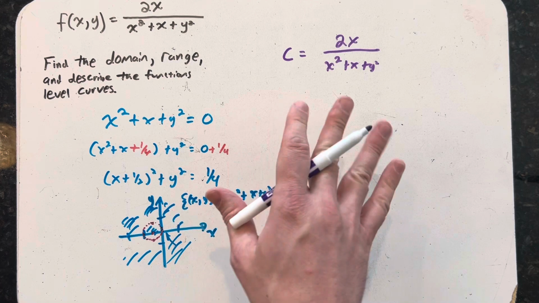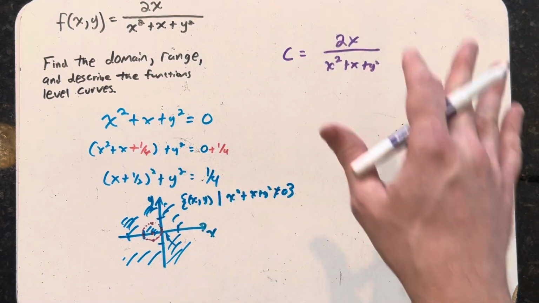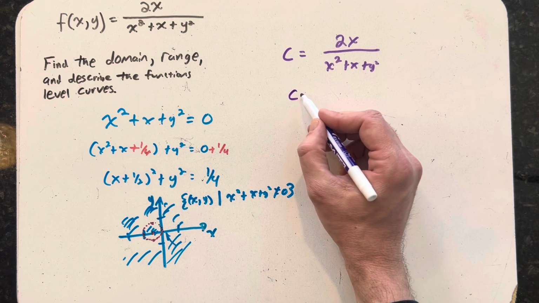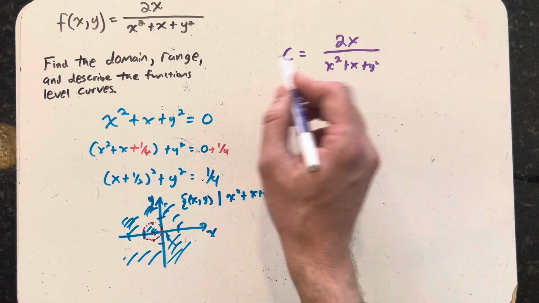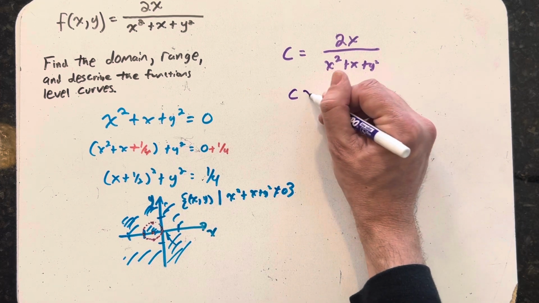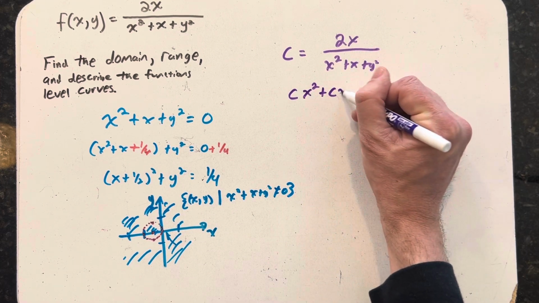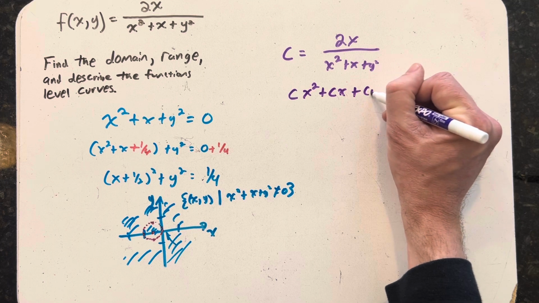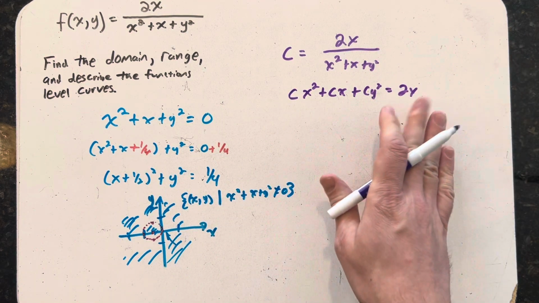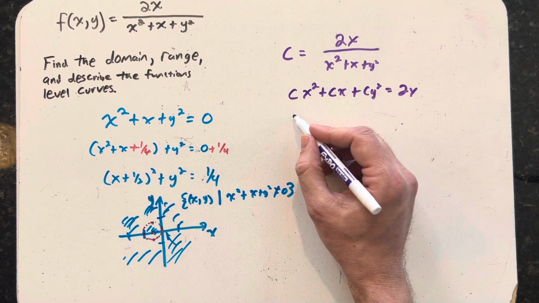So, all right, c is equal to 2x over x squared plus x plus y squared. Let's multiply everything on the bottom over to the other side. Multiply both sides by that x squared plus x plus y squared. I said that as inefficiently as possible. All right. So I went on to distribute the c. Let's go on and get this x over here.